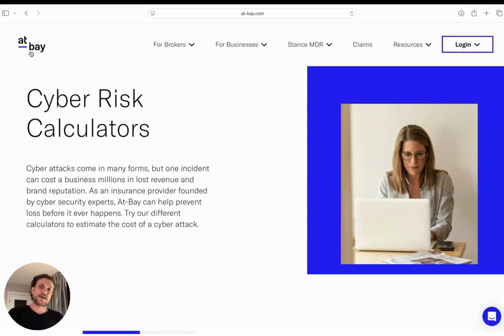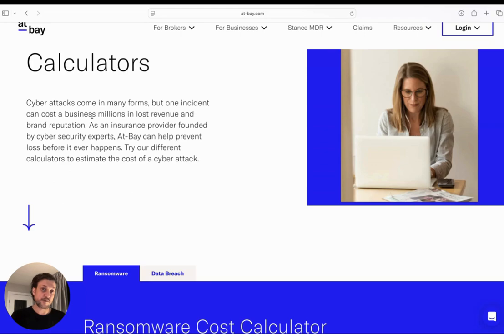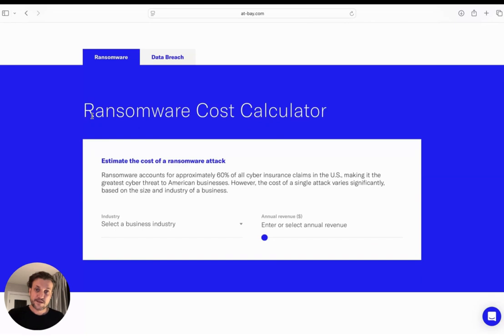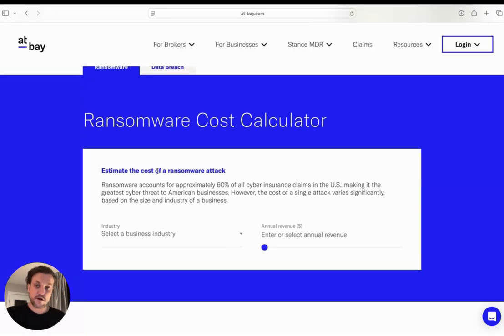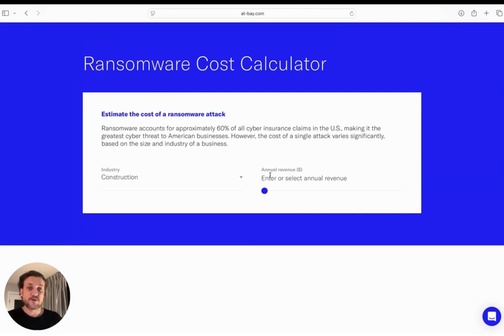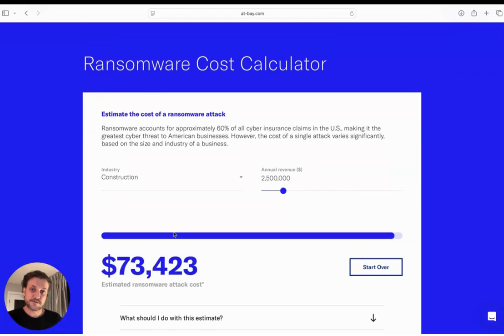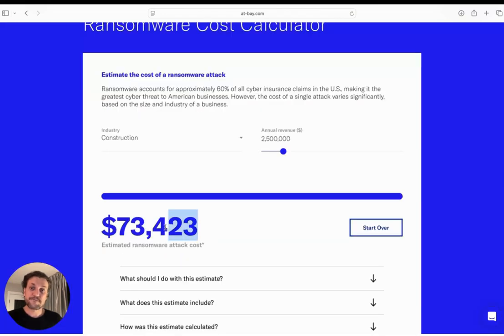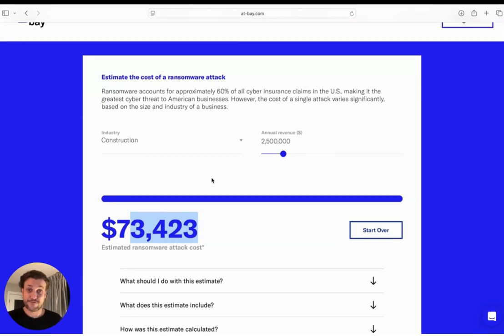For example, there's this company at Bay. They have a couple of cyber risk calculators that you can use right now, free of charge. So the first one is on ransomware. You go over here, you select your industry, let's say construction, and you enter your annual revenue, let's say $2.5 million. And there you go, you have a number. So if a ransomware attack happens in your industry, you have to pay around $73,000 to get back on your feet. That's how much money you have to pay.